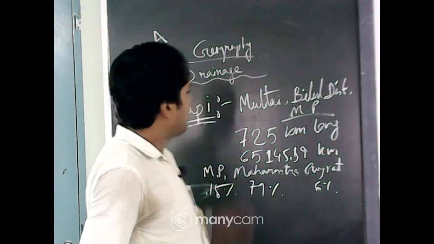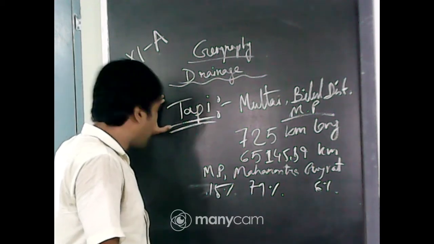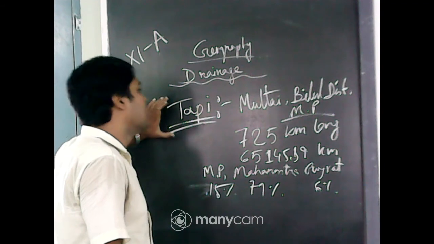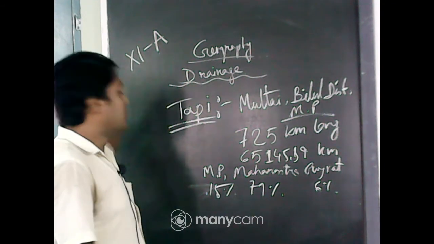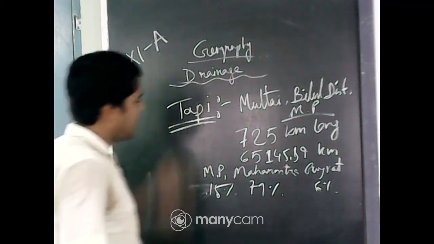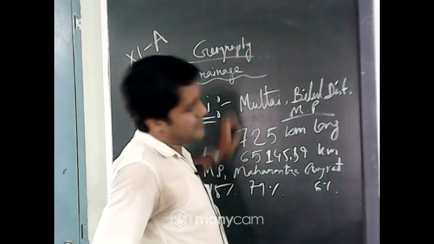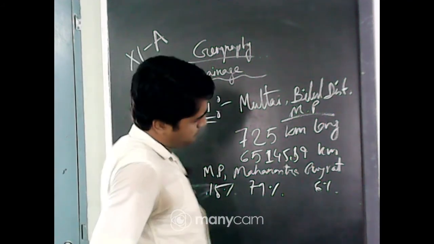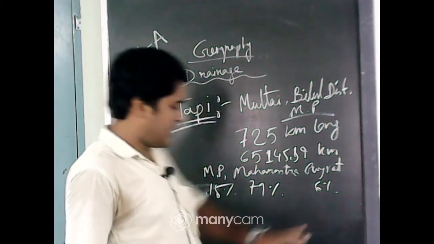So, obviously, if you compare Narmada and Tapi, Tapi is smaller than Narmada. So, among west flowing rivers Narmada is the longest, then Tapi. It originates in Betul district of Madhya Pradesh, then flows through Maharashtra and Gujarat and meets the Arabian Sea. The length is 725 km, and the catchment area, the total covered area, is 65,145 square kilometer. This is the information about the river Tapi.